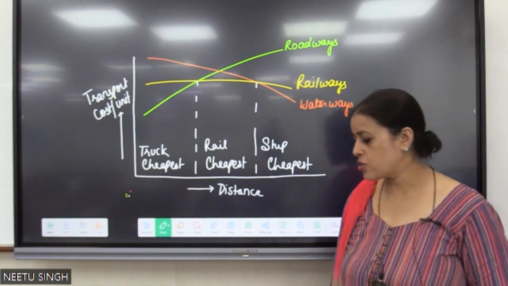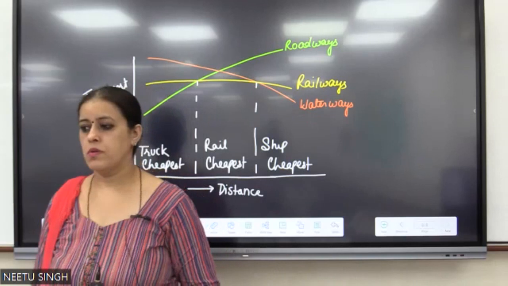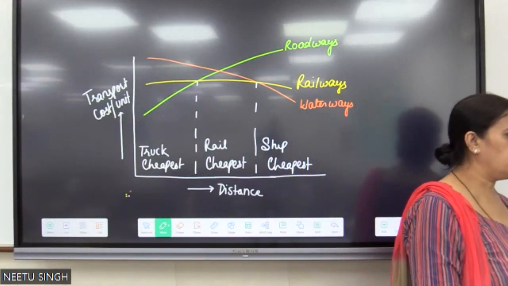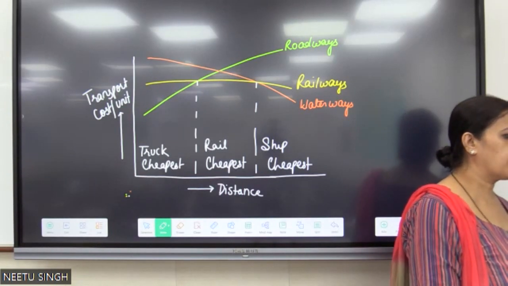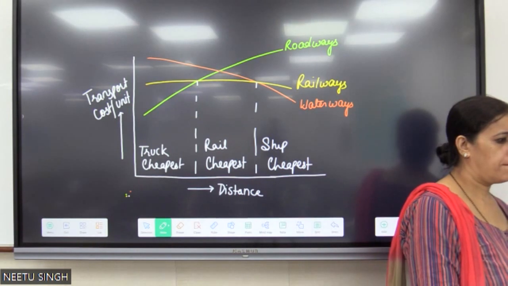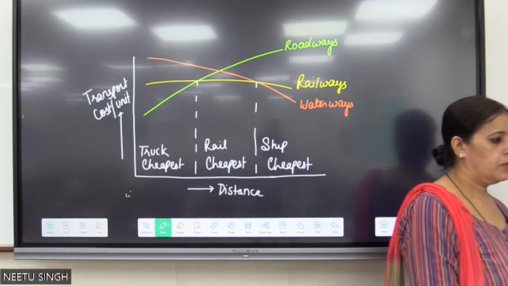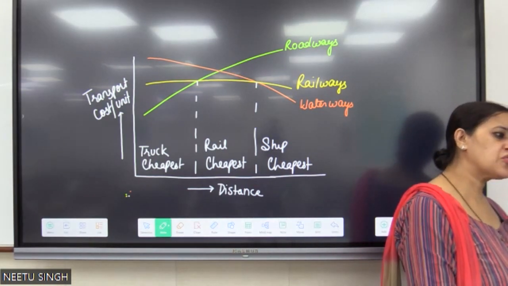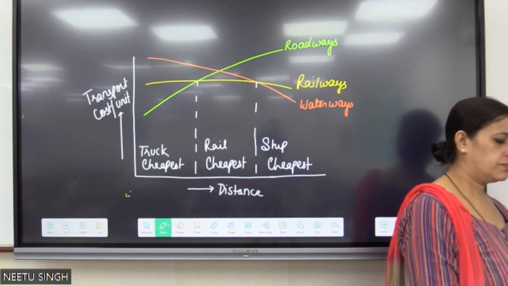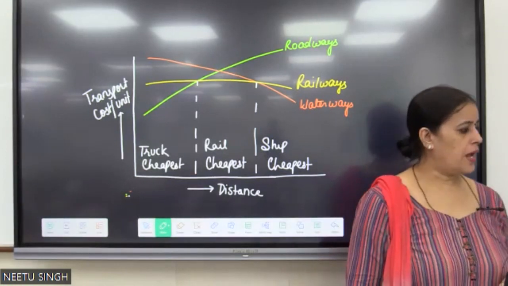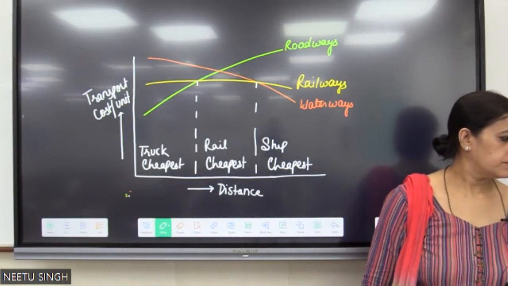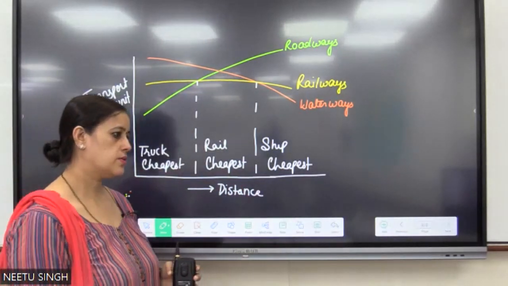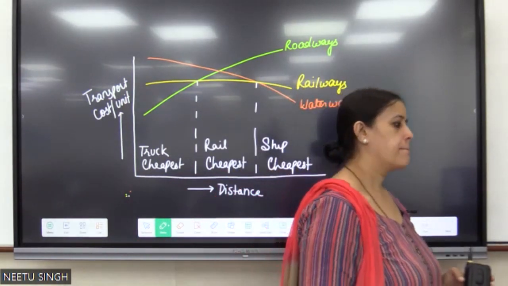Point 1 for it: based on the terminal cost, Hoover specified the selection of means of transport to practically attain least cost production. Next point.